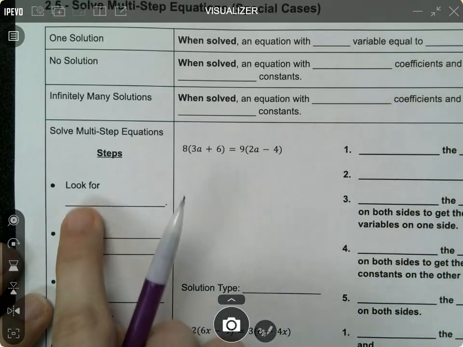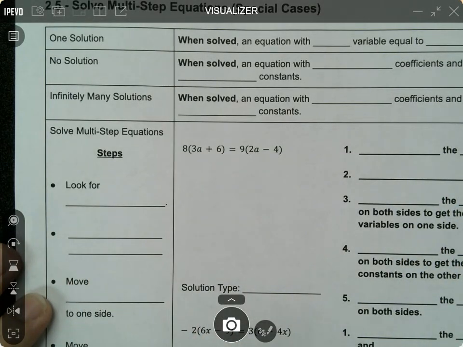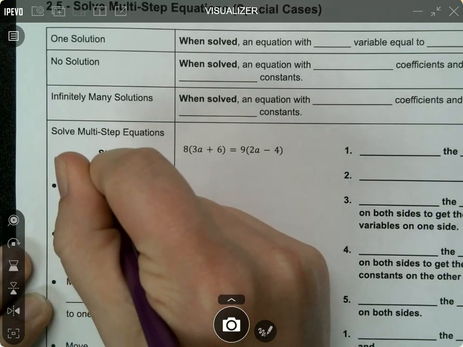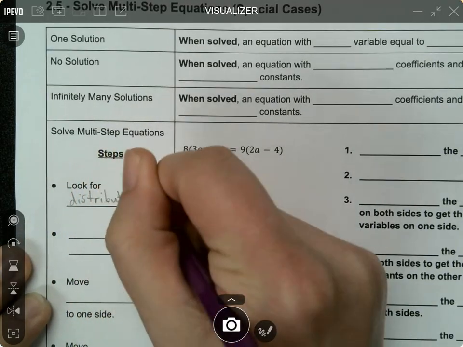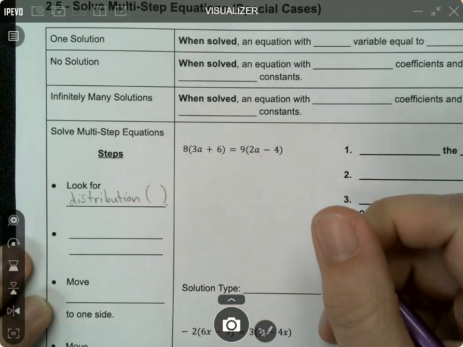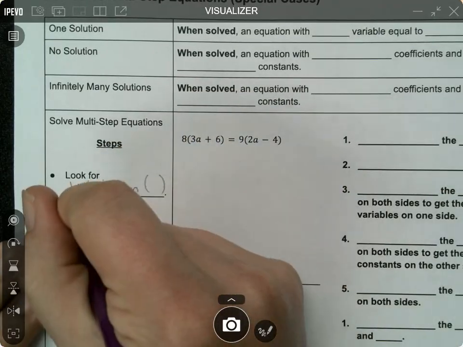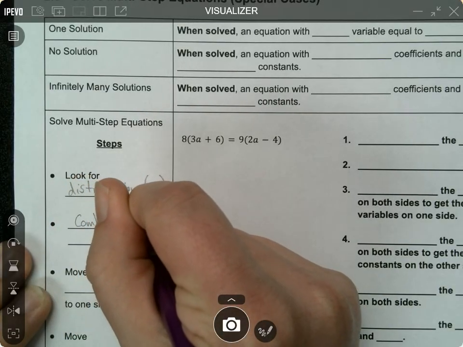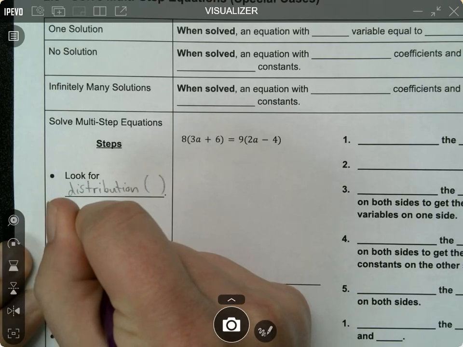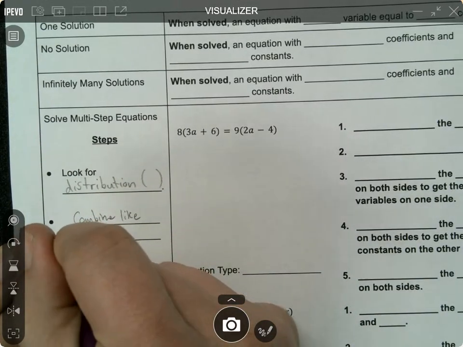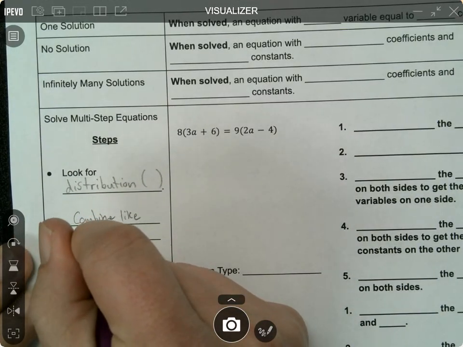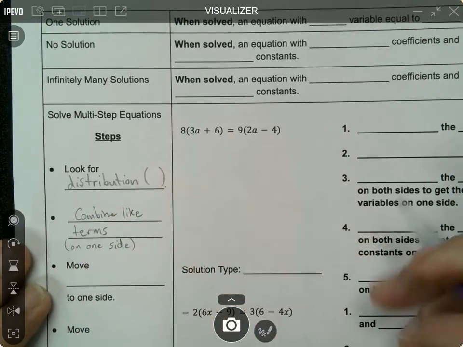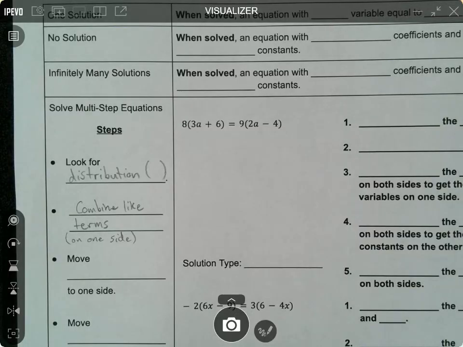The first thing that I want you to do is write down these steps. Okay? So we're going to look for distribution first, which is the parentheses. After the distribution, we're going to try to combine like terms. And specifically, because this came up last period, on one side. It has to be on one side, otherwise it's not technically combining like terms.